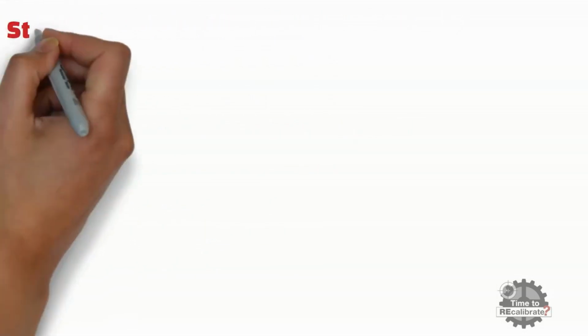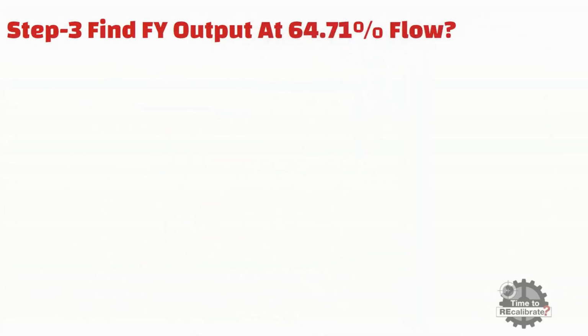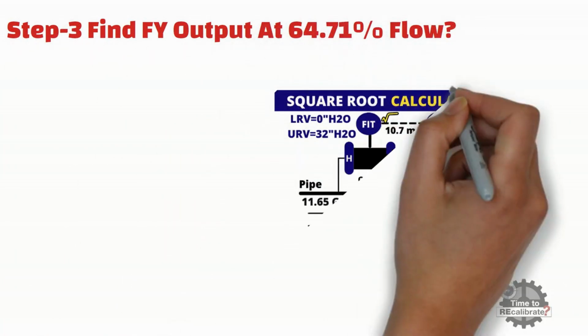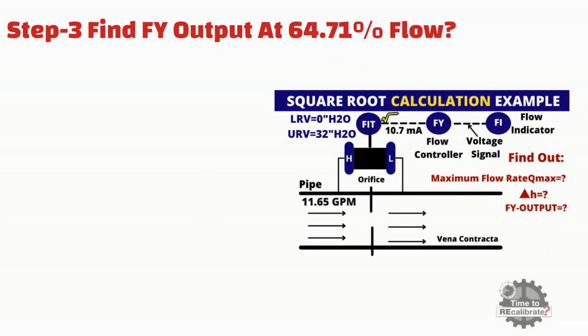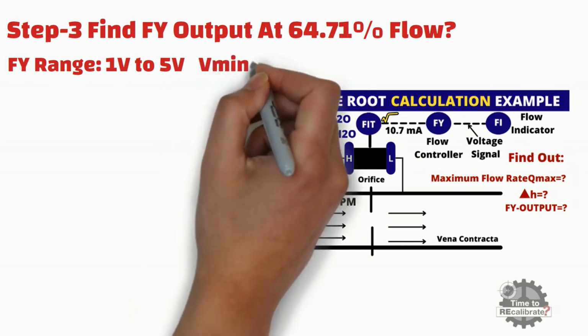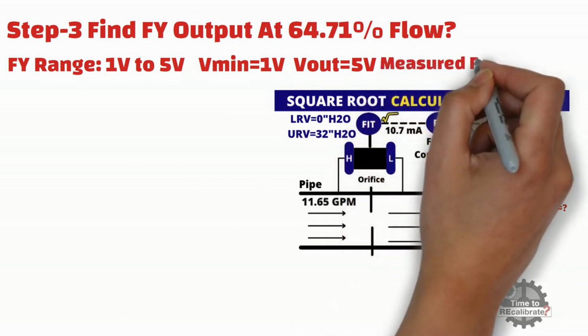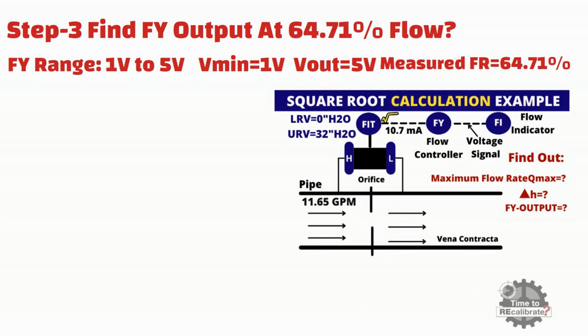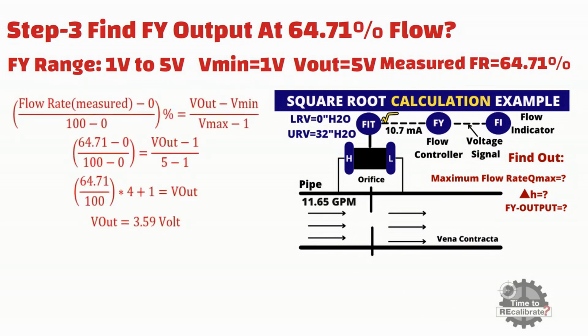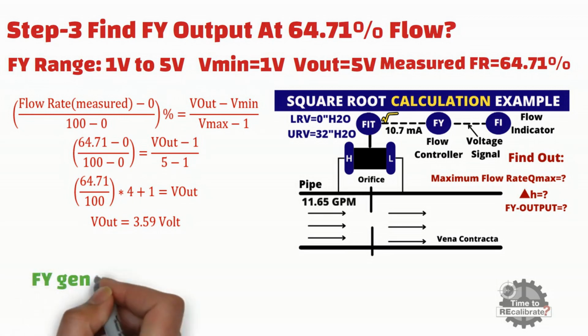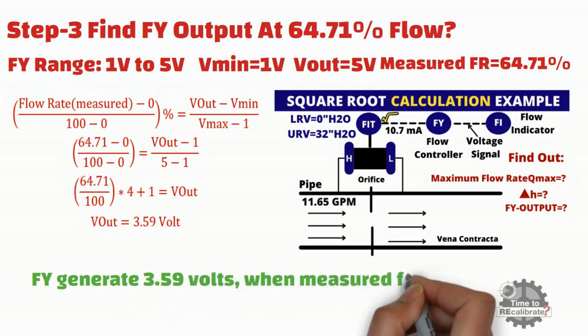Step number 3. Find flow controller output, when maximum flow rate is 64.71%. In this example, flow controller range is 1 to 5 volt. It means that minimum range is 1 volt and maximum range is 5 volt. And maximum flow rate is 64.71%. Now, put all these values in this standard equation, and do the simple math to find out controller output. When you do the math calculation, you will get 3.59 volts. In other words, flow controller will generate 3.59 volts, when maximum flow rate is 64.71%.